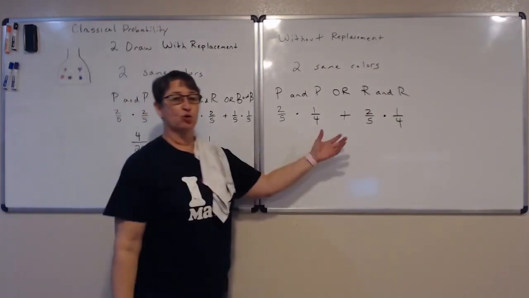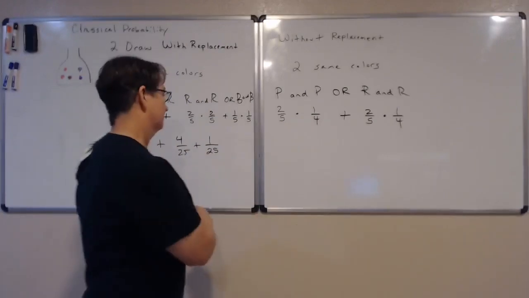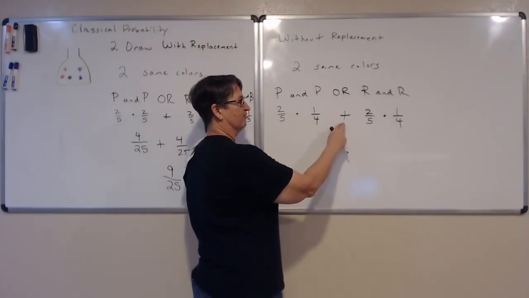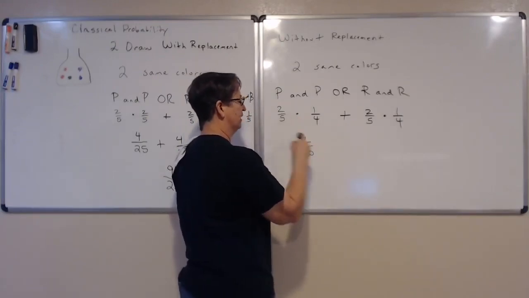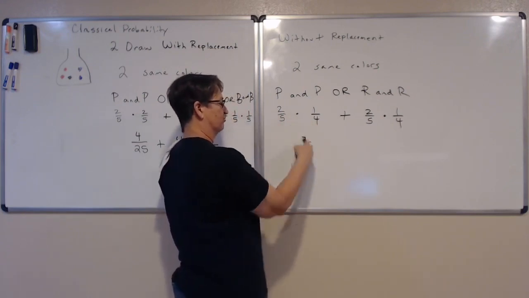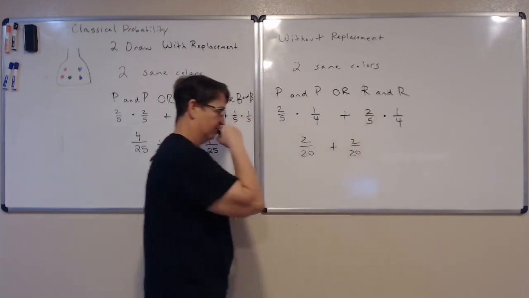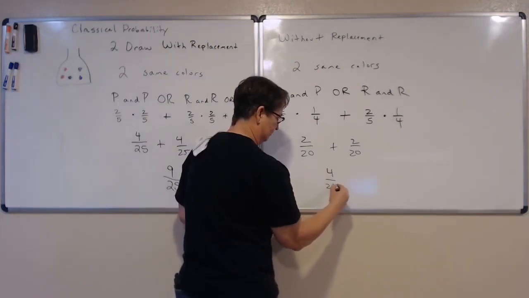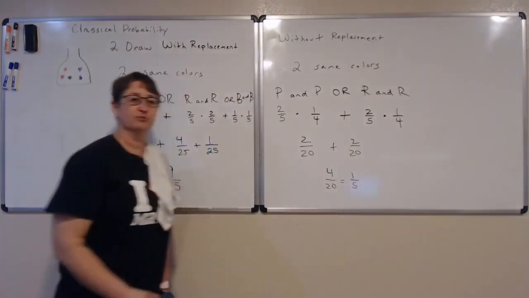I'm going to wait to multiply, simplify until the very end since I'm adding. So I've got 2 out of 20. 2 times 1 is 2, 5 times 4 is 20, plus 2 out of 20. Add those together and I get 4 out of 20. Or that's 4 goes into 20, 1/5. That simplifies down to 1/5.